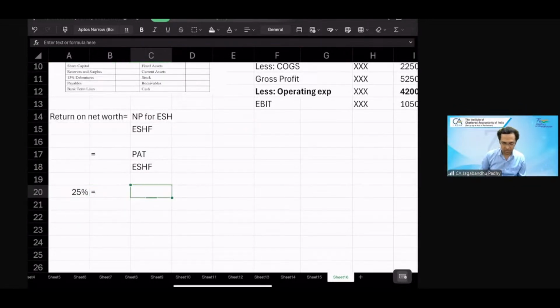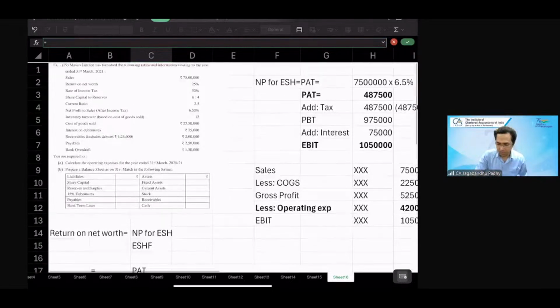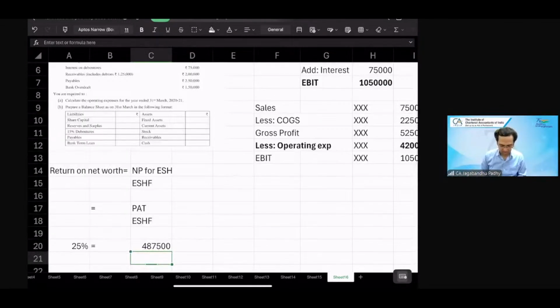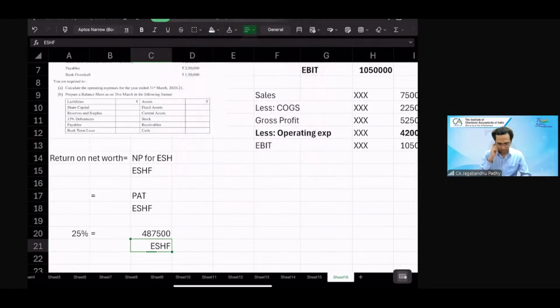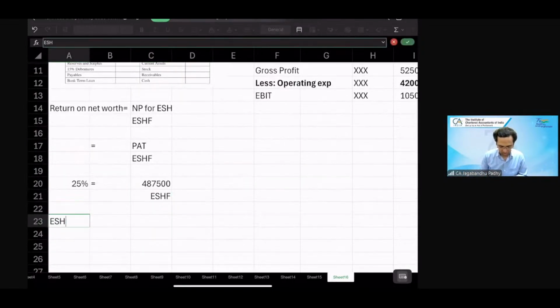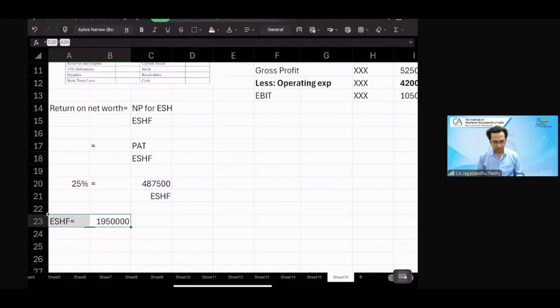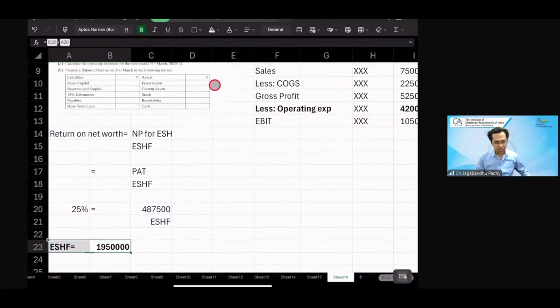So this 25% is equal to profit after tax of 4,87,500 divided by equity shareholders' funds. So finally, equity shareholders' funds will be 4,87,500 divided by 25%. So we're getting the equity shareholders' funds as 19,50,000. Now, is this equity shareholders' fund equal to only the share capital? No, reserves and surplus are also there. It's a combination of share capital as well as reserves.